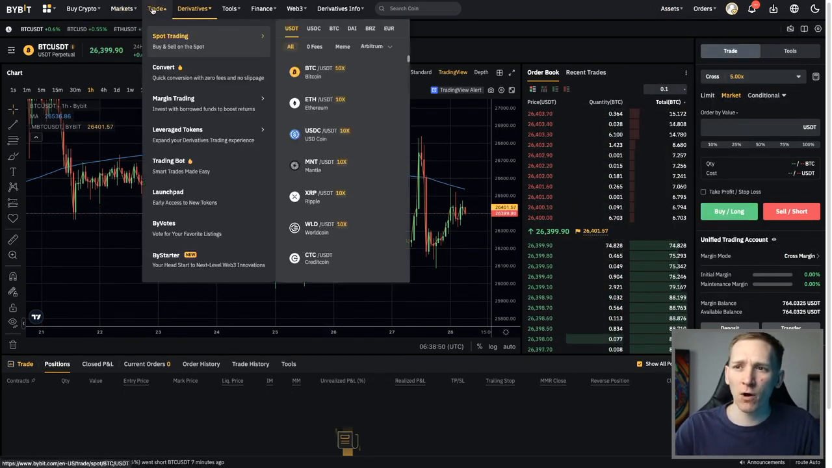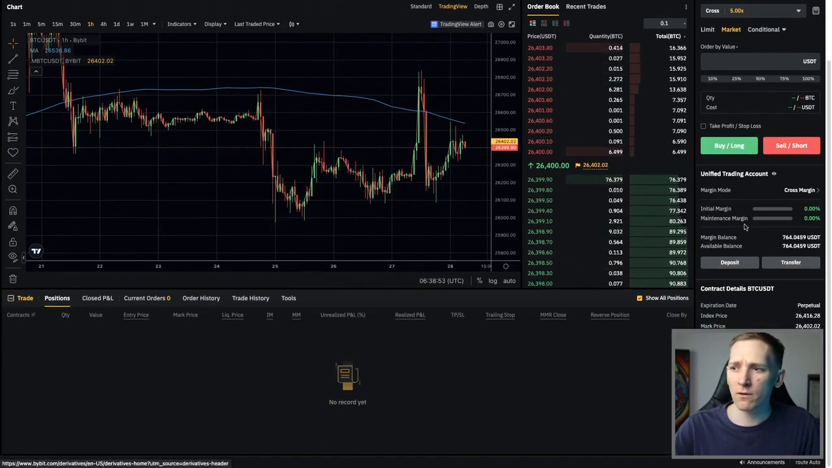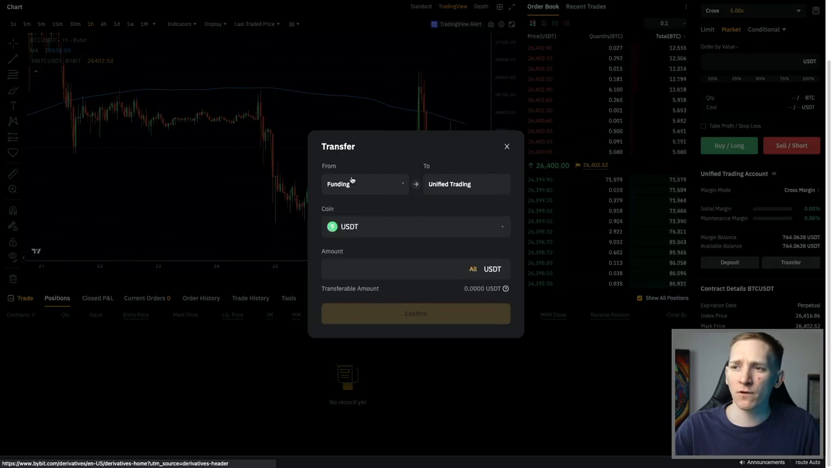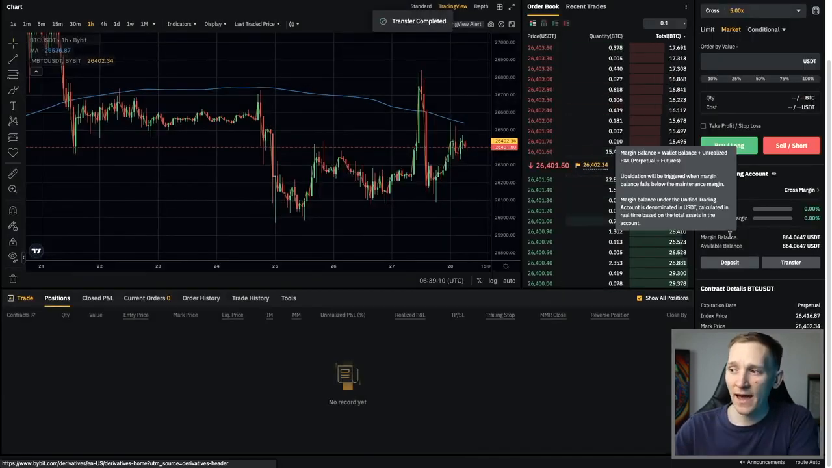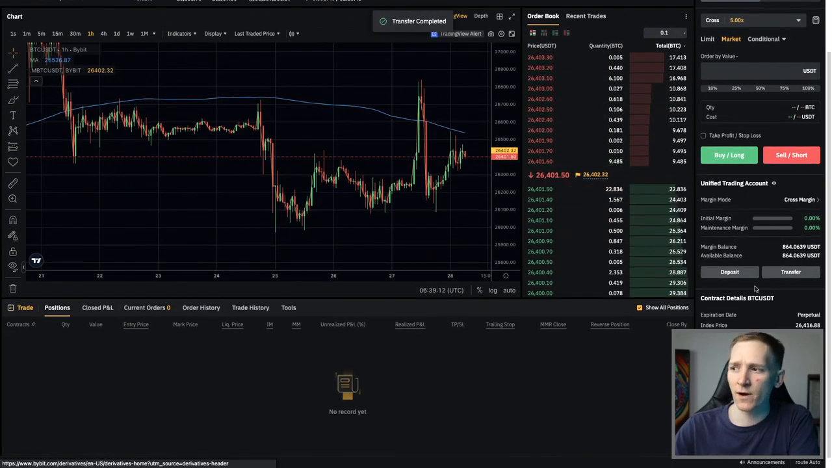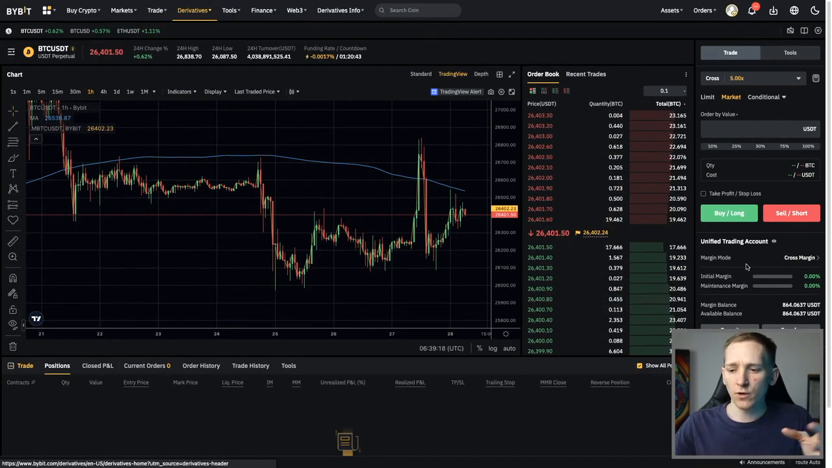So if you're trading spot or derivatives, come down here to the bottom, you'll see deposit and transfer. So I'm just going to press transfer here. I'm going to transfer some USDT that I have from my funding account. So that's where my non-trading assets will be. And I'm going to put that over to the unified trading. So I'll press all, confirm. That goes over to my unified trading account. Now those assets are available for me to trade with. You should see that my margin or available balance has actually gone up by the $100 that I put in. So unified trading account, what does it let us actually do?